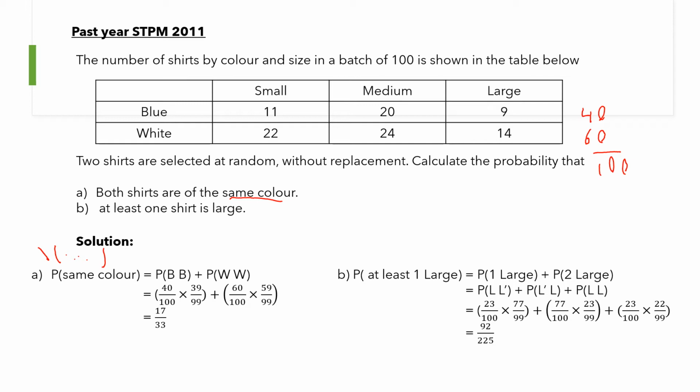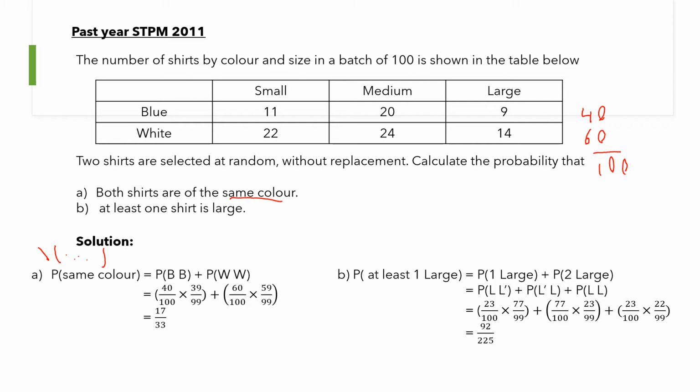So the same goes to white. The initial 60 over 100 because 60 shirts are there. After I choose one, left 59. So 59 over 99. So you can get the probability of the same color shirts if you want to choose same color shirts.